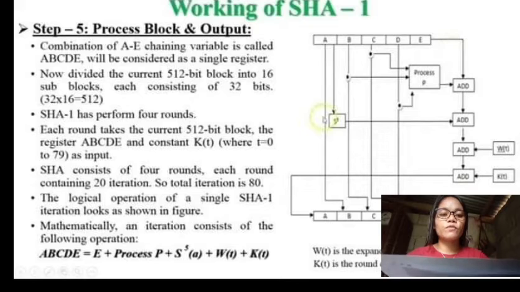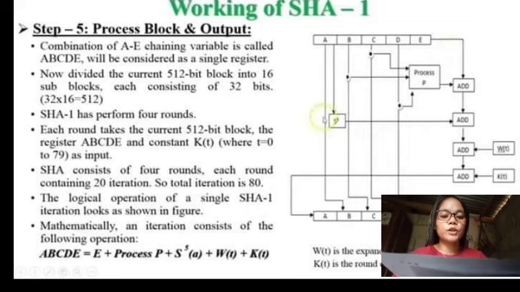SHA-1 performs 4 rounds. Each round takes the current 512-bit block, the register A, B, C, D, E, and constant Kt, where t is equal to 0 to 79, as input. SHA-1 consists of 4 rounds, each round containing 20 iterations. So the total number of iterations is 80.